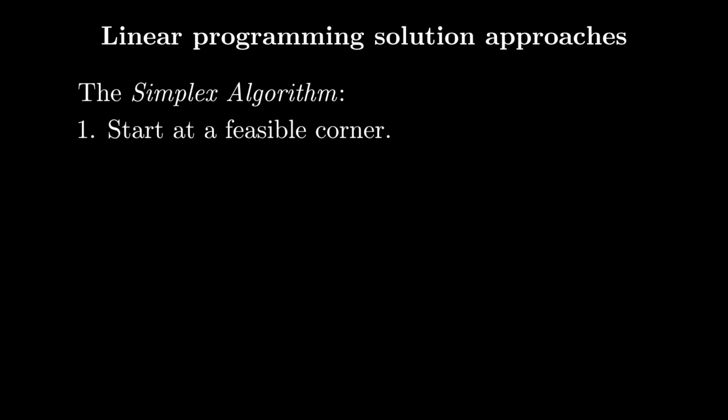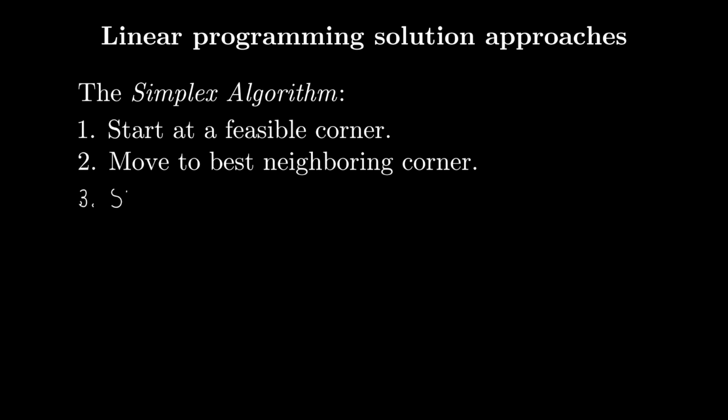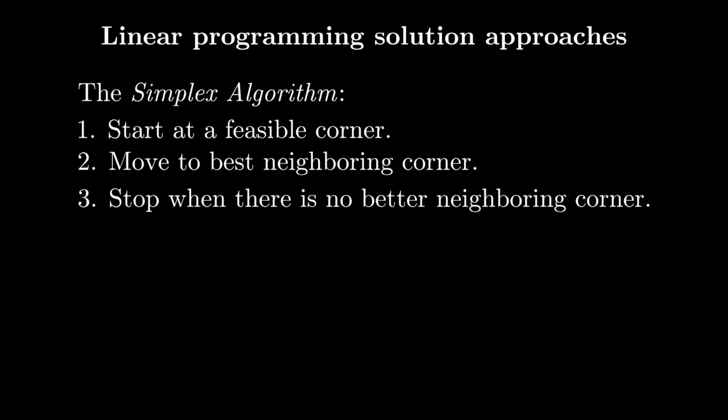Linear programming solvers are pretty far out of the scope of this video, but it's good to get a sort of general idea of how some of them work. The simplex algorithm is the oldest approach to solving a linear program, and it's still widely used. The basic approach starts at some feasible corner and then moves to the nearest best adjacent corner, and then stops when none of the neighboring corners are better.